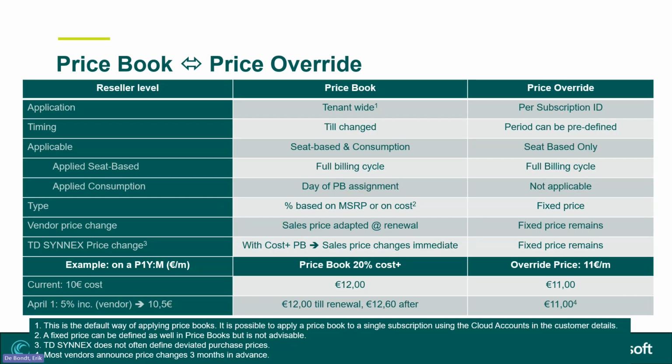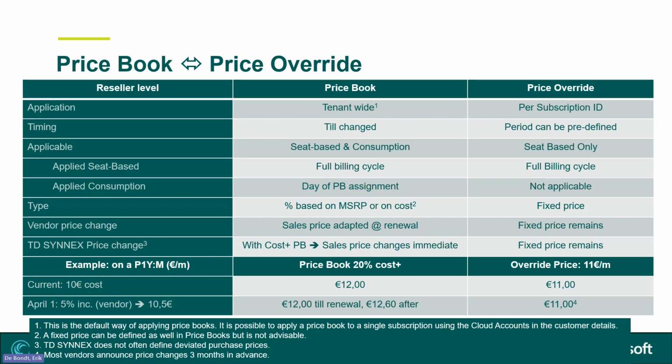For the price override, you can predefine a timing, 3 months, 2 renewals, whatsoever. Applicable price books are on seat-based and consumption, price overrides on seat-based only. Always the full billing cycle. So also if you apply a price book today, the next billing will be on that price book. For consumption, it's the day of the price book. So if you do it on an Azure subscription or an AWS, for instance, and you change the price book, yesterday's consumption will be on yesterday's price book. Today and tomorrow's consumption will be on the full new price book.